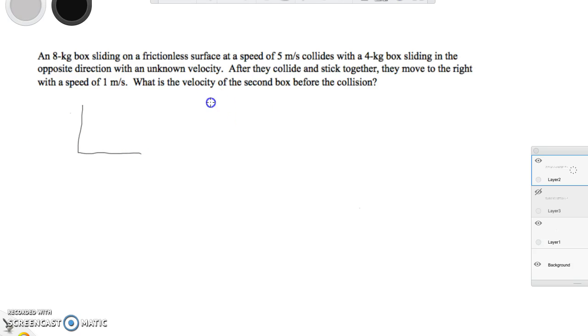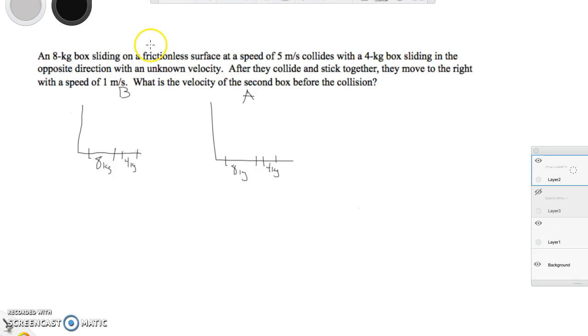And what we're going to do is make before and after charts, or these momentum bar charts. So we have an 8 kilogram object, and then we have one slightly smaller with a mass of 4 kilograms. As we talked about before, one thing that's important here is that direction is important.